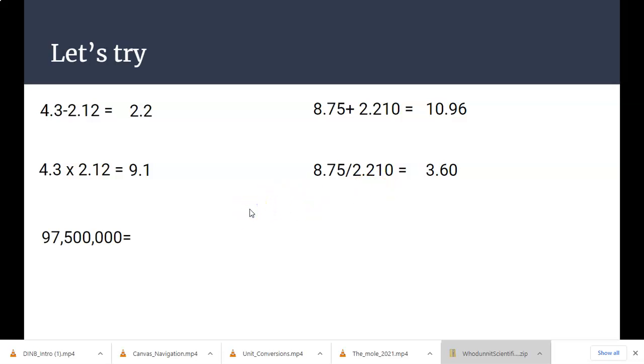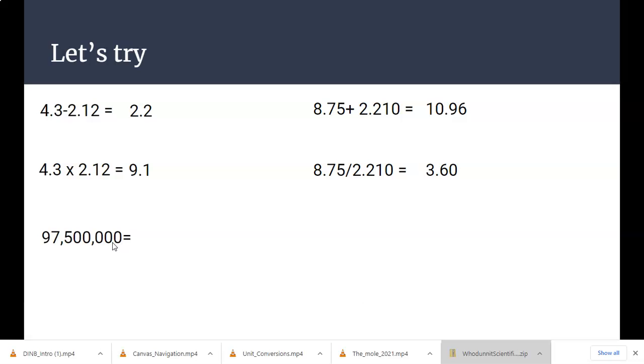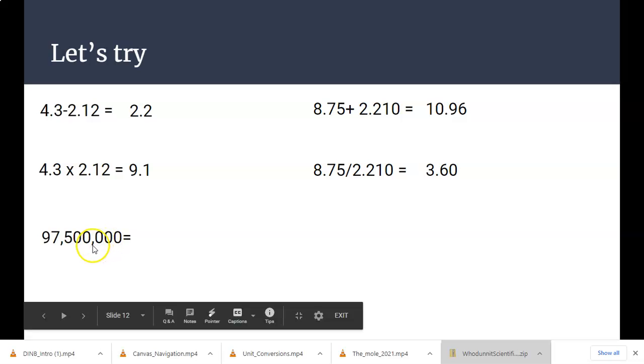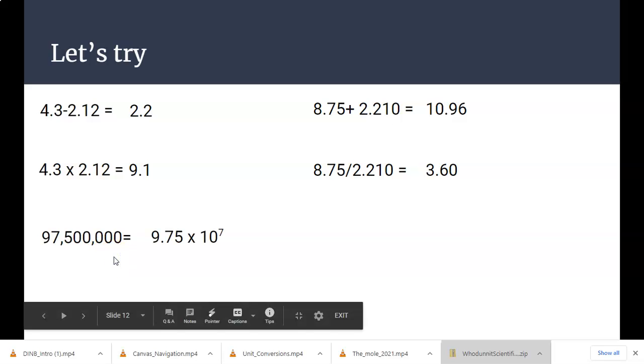All right, and then writing in scientific notation. Here, I'm going to assume my decimal point is back here. I'm going to bounce over 1, 2, 3, 4, 5, 6, 7. So I'm between 1 and 10, 9.75. And then since I bounced 7, it's going to be positive because I bounced left.